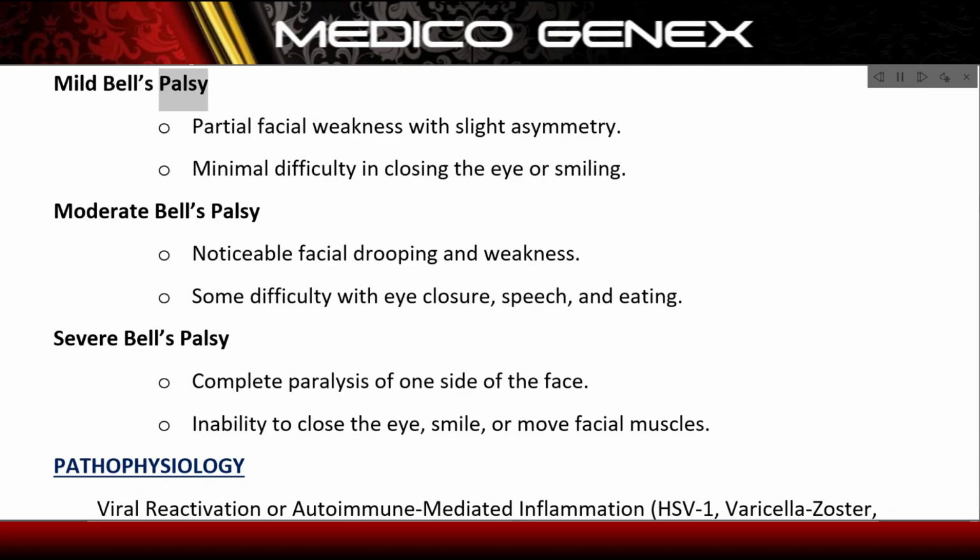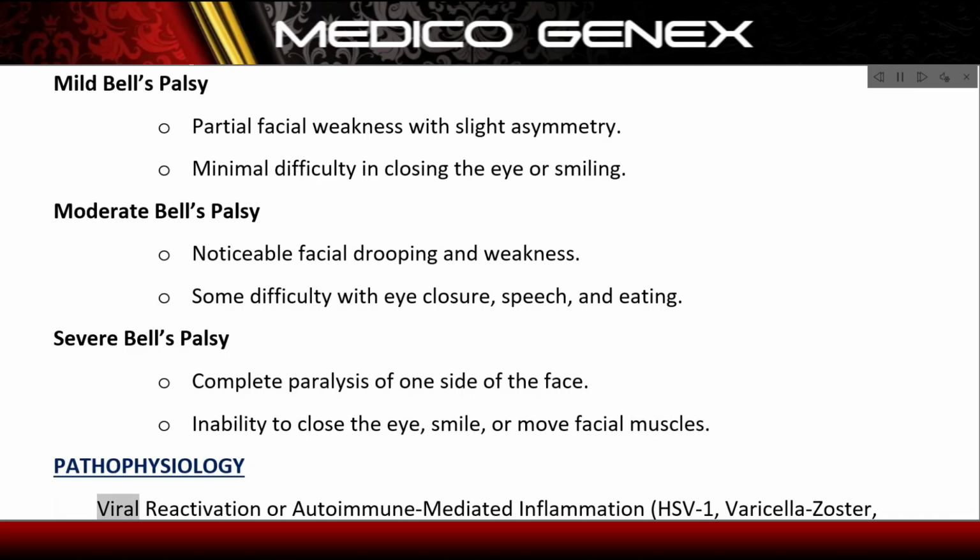Mild Bell's palsy. Partial facial weakness with slight asymmetry. Minimal difficulty in closing the eye or smiling. Moderate Bell's palsy. Noticeable facial drooping and weakness. Some difficulty with eye closure, speech, and eating. Severe Bell's palsy. Complete paralysis of one side of the face. Inability to close the eye, smile, or move facial muscles.